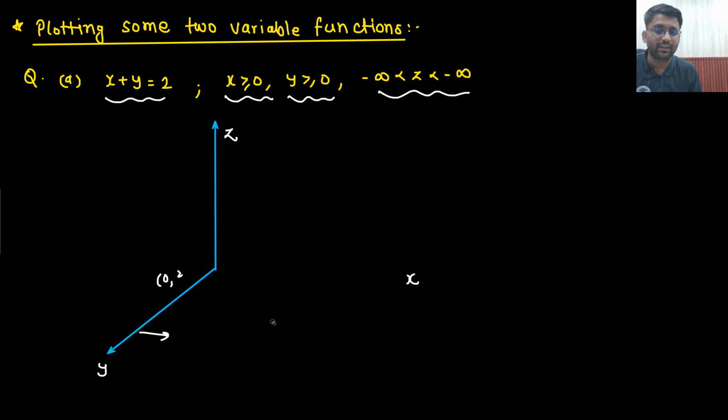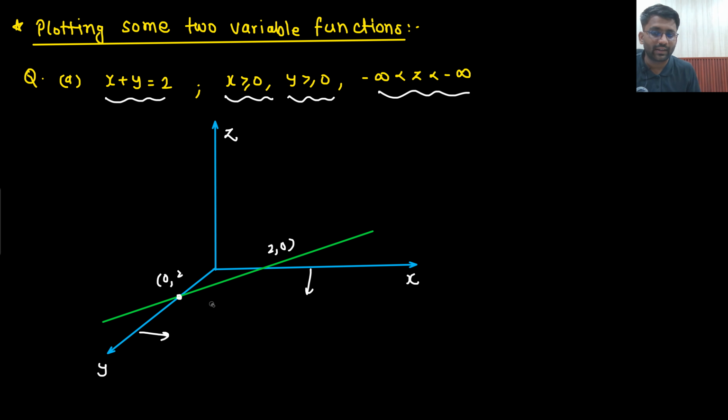So I will again redraw this line, and I will make sure that x greater than 0 and y greater than 0 only is accepted. That means only in the positive xy plane I will make this graph. Is that clear to you? Only in the positive xy plane I am making the graph. Is that clear? Absolutely clear, sir.